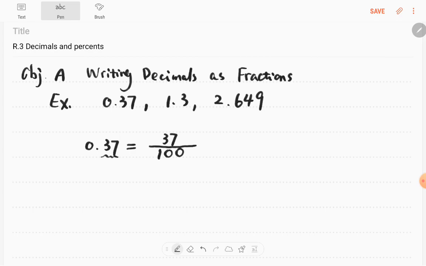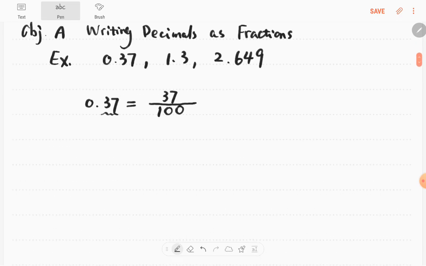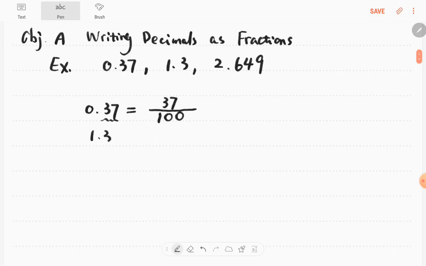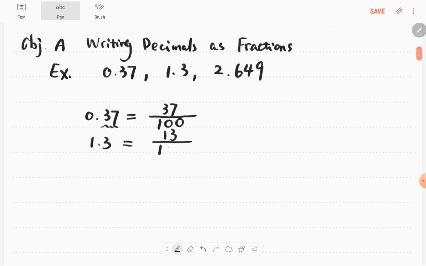Okay, 2 decimal places, 2 zeros in our denominator after 1. Similarly, if it's 1.3, we put 13 to be our numerator, and we first put 1, and it's just 1 decimal place, so that will be 1 zero after 1. It will be 10, so it's 13 over 10.